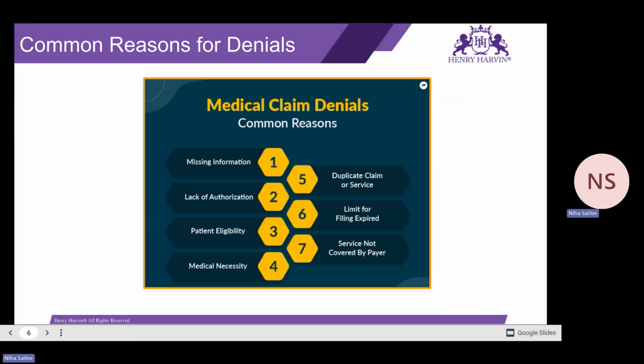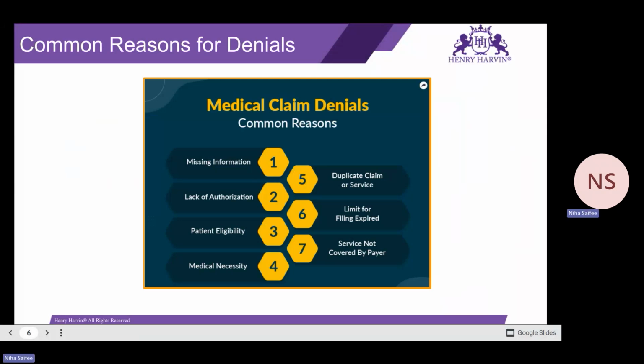Medical claim denials, common reasons. We have already discussed that. We will review it again. First is missing information. If the medical documentation is not done properly, there might be a diagnosis which is not written completely, or procedure information which is not given completely. So there could be a lack of information or incorrect information. Second, lack of authorization.